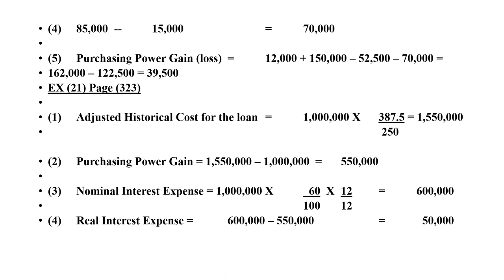Adjusted the historical cost for the loan: 1 million times current price index over the historical price index. The current price index by the end of year one was 387.5, while the historical price index at January 1st, year one, was 250. The result is 1,550,000. Purchasing power gain or loss, the difference between adjusted historical cost minus historical cost. The result is 1,550,000 minus 1,000,000. The result is 550,000.